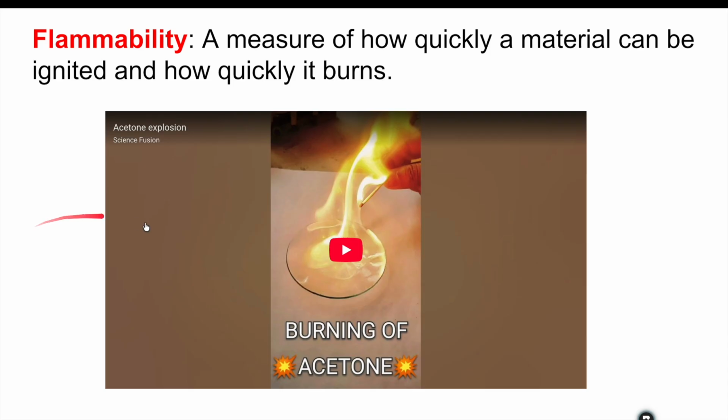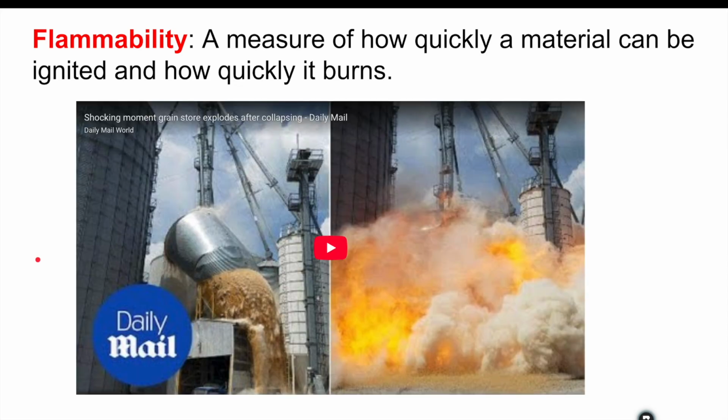So flammability can be considered in terms of, for instance, the volatile gases, but also there are also some powders which are incredibly flammable. So for instance, this is a video of a grain storage that exploded after collapsing and caught on fire. And you wouldn't think grain would do that, but the dust, which is essentially flour from the grain, caught on fire. You also have to consider this when we're talking about sawdust. Sawdust can also be quite flammable.